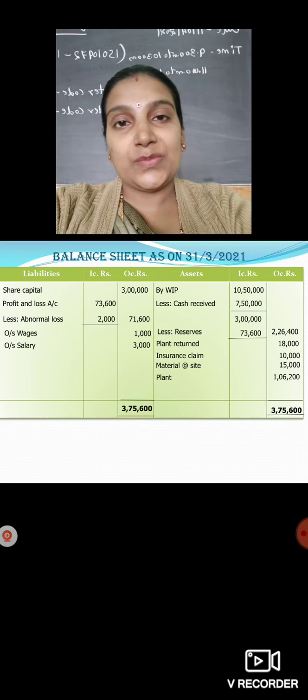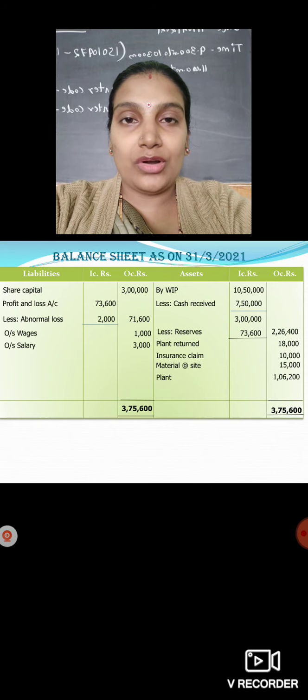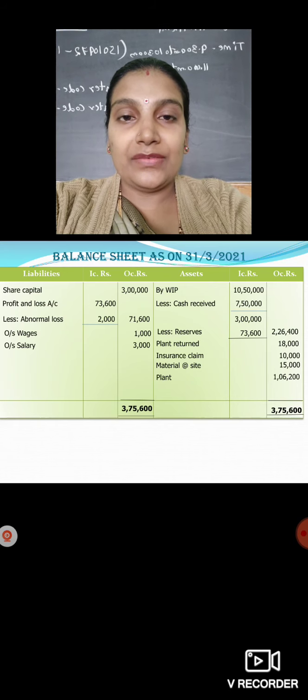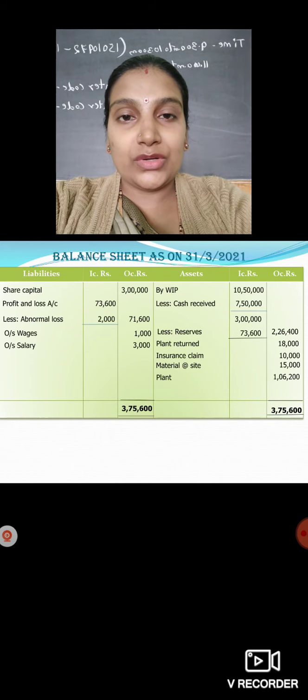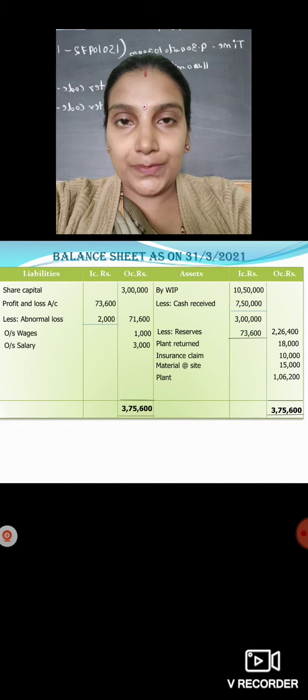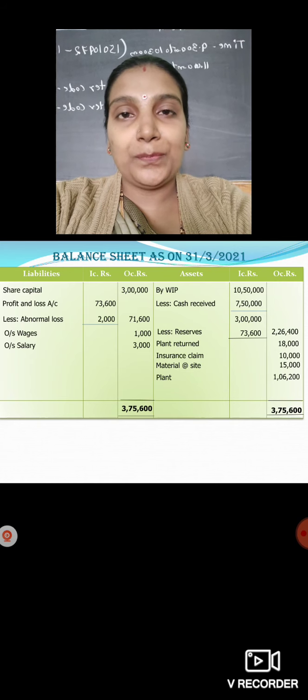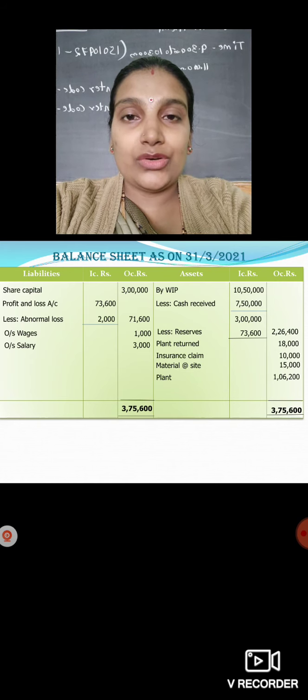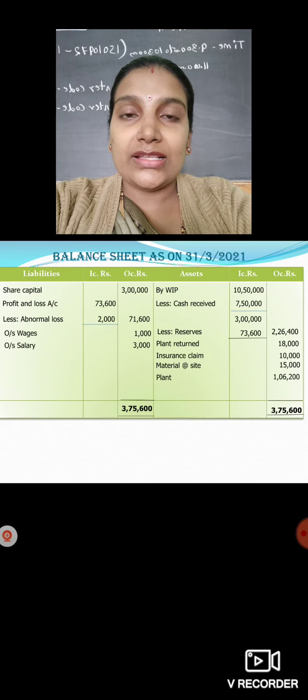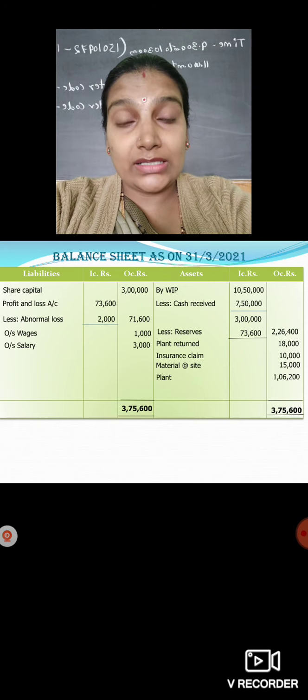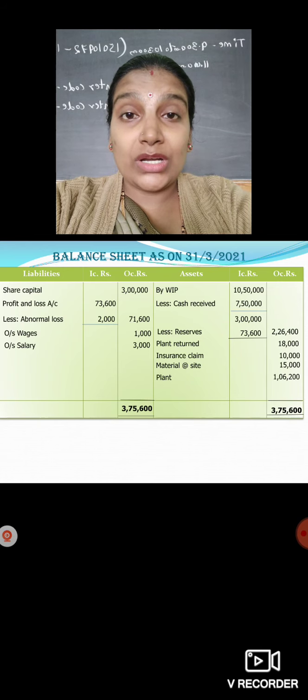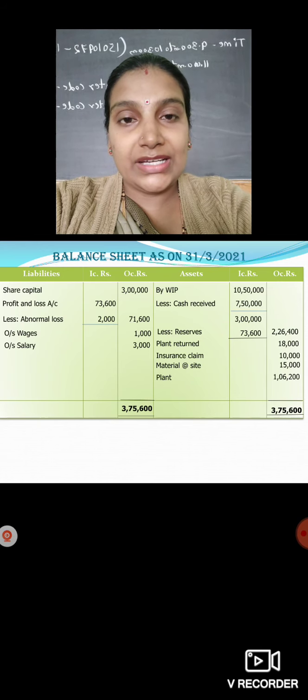In the next class I'll explain 3 more sums on contract account. If you have any doubt till here, you can get it clarified. Remember, work in progress is recorded in the contract account as well as in the balance sheet. Only share capital is recorded directly in the balance sheet. All the rest is recorded first in the contract account, then the closing balances recorded on the credit side will be transferred to the asset side of the balance sheet.